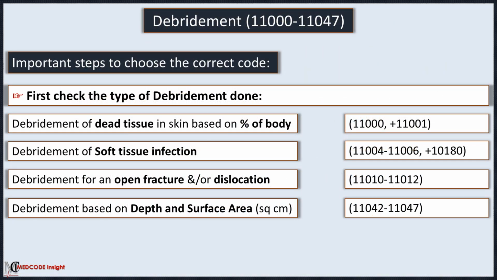Now let's focus on an important step: choosing the correct code within a minute. When selecting a code for debridement, the first step is to determine the type of the debridement performed. Whether it is for the dead tissue in the skin based on percentage of the body surface, debridement is for the soft tissue infection, debridement is for an open fracture and or dislocation, or the debridement is based on depth and surface area, which is given in square centimeter.